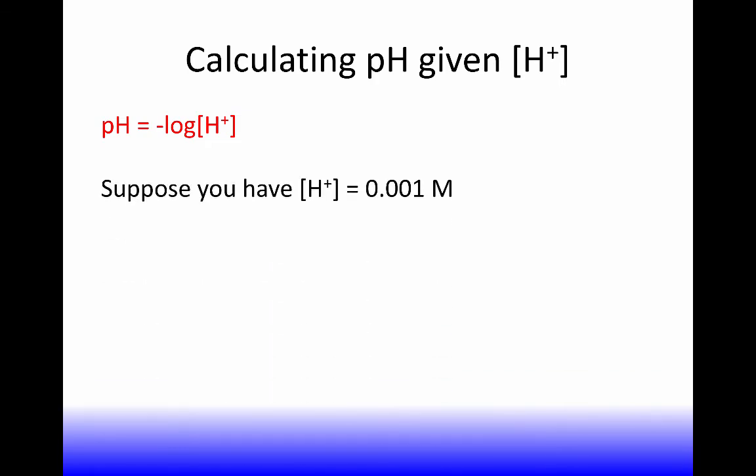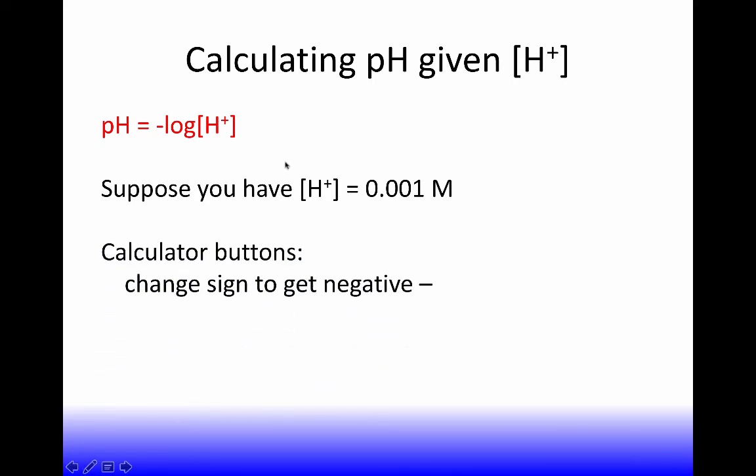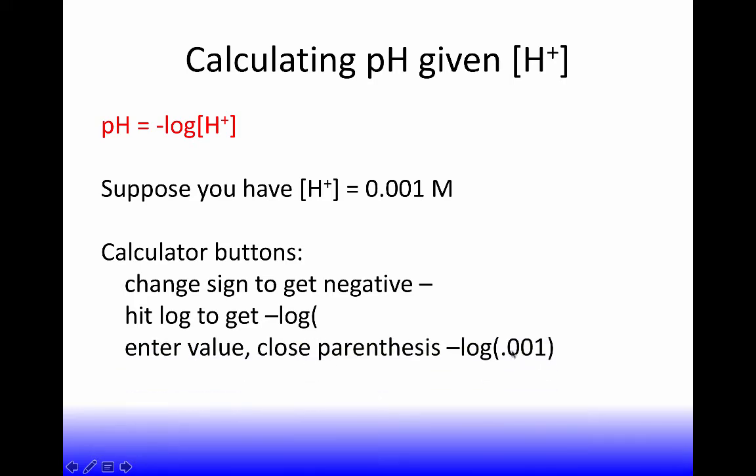First thing we have to do, once we're given a value, is make sure we hit the buttons in the correct order. So the first thing we're going to do is change sign to get a negative. Then we're going to hit log to get minus log with this little half parenthesis. Then we're going to enter our value, close it, and then hit enter. If you did this correctly, a hydrogen ion concentration of 0.001 molar should give you a pH value of 3.